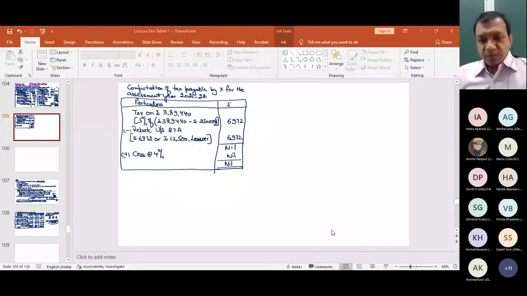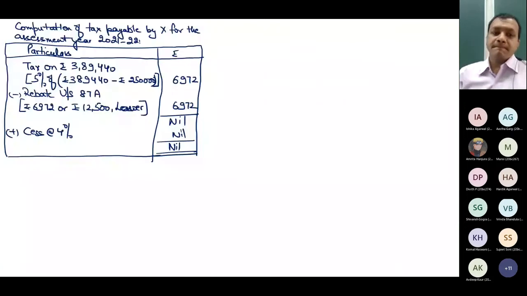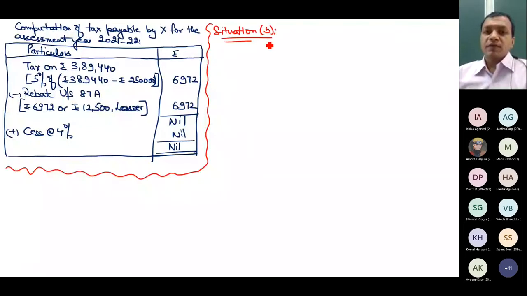Now it was situation A, when I assumed that the assessee has not opted for optional taxation scheme. Now what if I opted for optional taxation scheme? Then what? Situation B. If opted for optional taxation scheme.